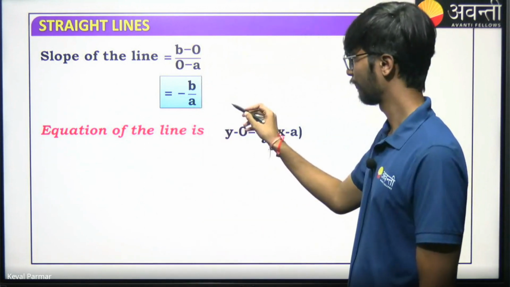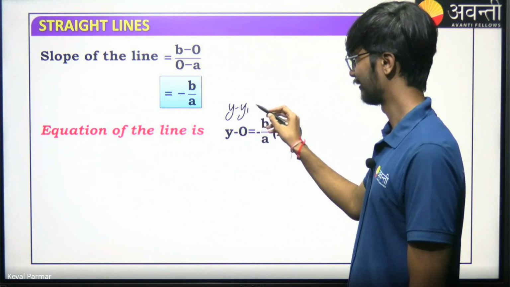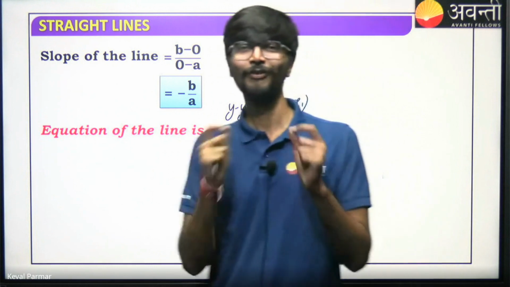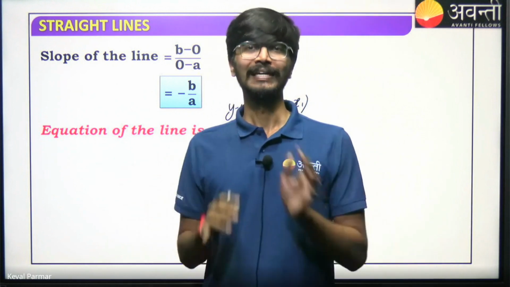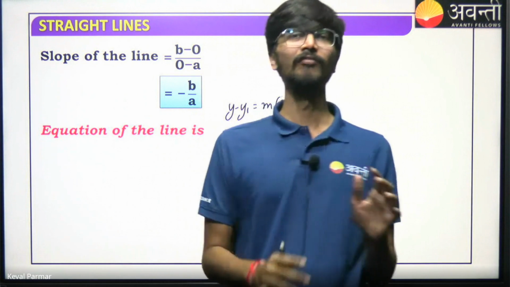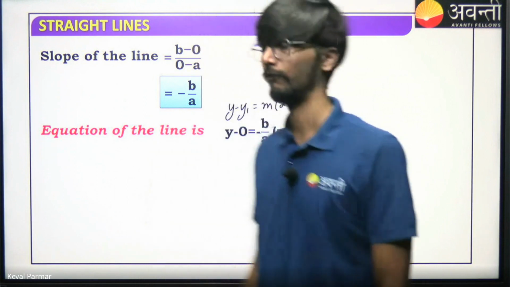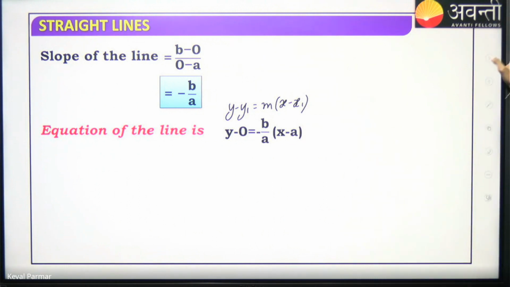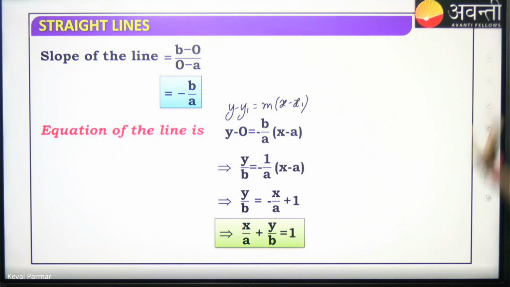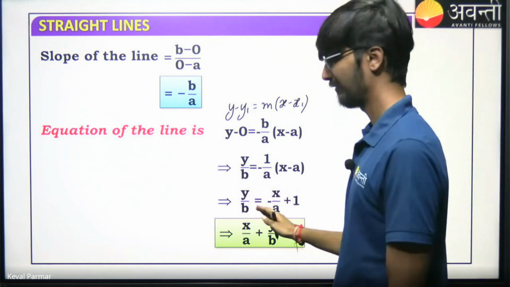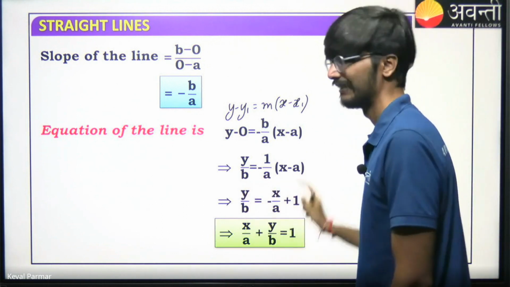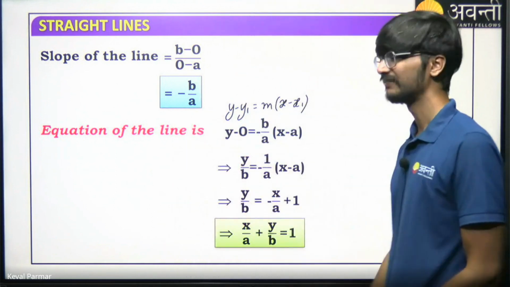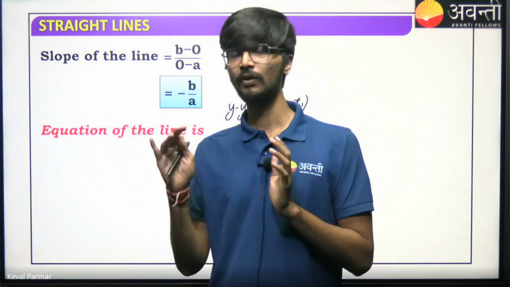If we use slope point form, y minus y1 is equals to m times x minus x1. I said the main important form to remember is slope point form, because even if we don't know the other forms, we can always get them from using slope point form. So if I substitute the values here and I reduce the equation by simplifying, I'll get x upon a plus y upon b is equals to 1, which is a double intercept form. Where what is a, guys? a is the x intercept and b is the y intercept.